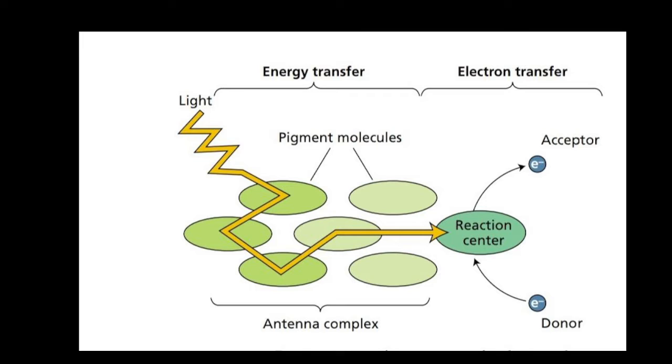Now this slide shows various pigment molecules, which are also known as antenna complex and reaction center. The majority of the pigments serve as an antenna complex, collecting light and transferring the energy to the reaction center complex, where the chemical oxidation and reduction reactions leading to long-term energy storage take place. So, pigment molecules are also known as antenna complex.